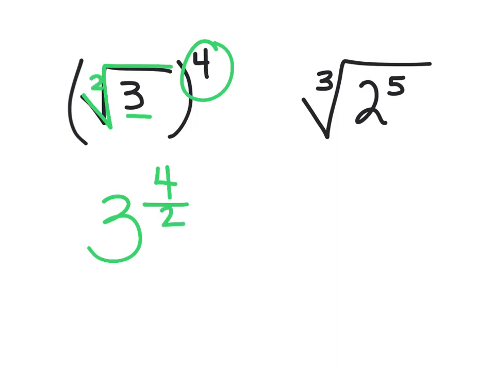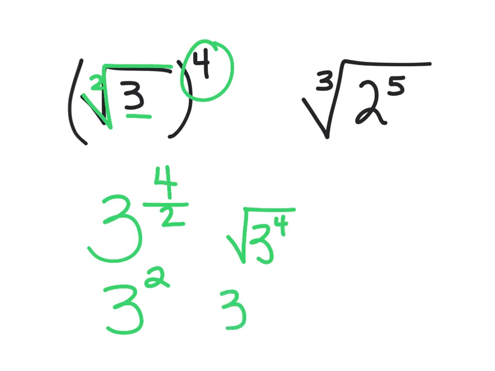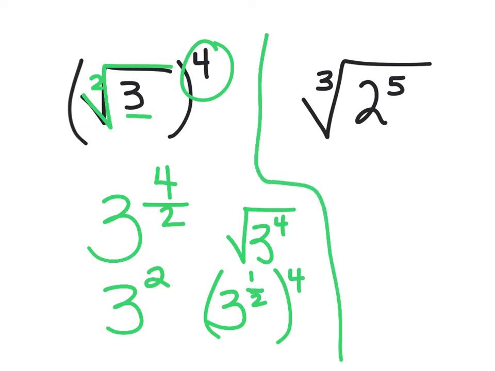Now, if you guys look at that, 4 over 2, that's the same as 2. So it really could also turn into 3 squared. Now, another way to write that same thing is I could have written the square root of 3 to the 4, and then I could have the 4th power on the inside. Or one other way is I could say, okay, I'm doing the square root of 3. That's 3 to the half, and then to the 4th power. So those are all different ways to write that same one. Okay, let's look at the second one.